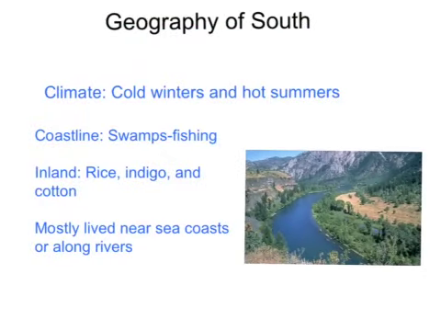Geography of the South. The climate in the South has cold winters and hot summers. Coastline is that there's swamps and they fish there. Inland is rice and indigo and cotton. Mostly they live near seacoasts or along rivers.